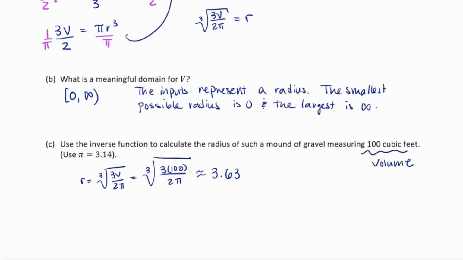Now, what are my units? My original units are cubic feet, that is feet cubed. And if I take the cube root of this, I should just end up with feet. So this mound of gravel has a radius of 3.63 feet.